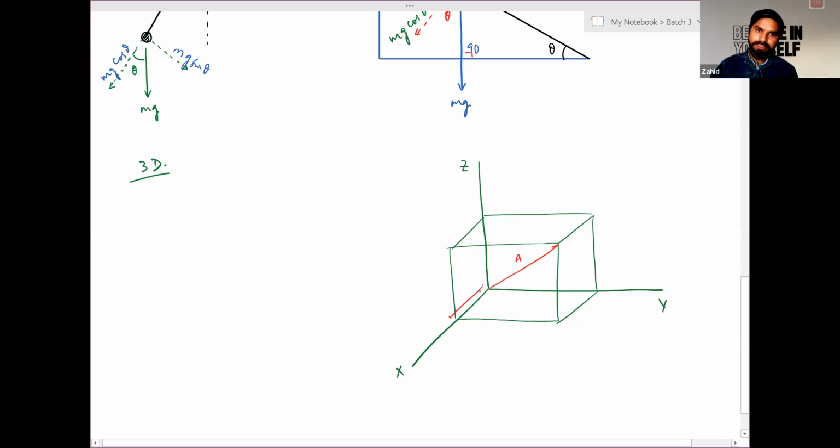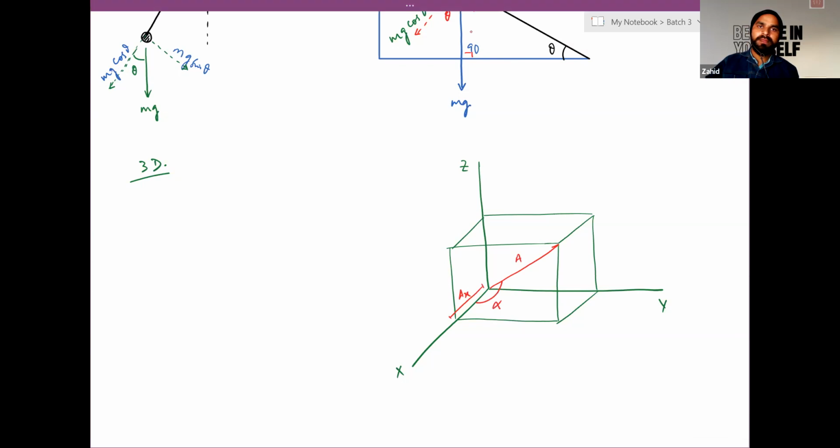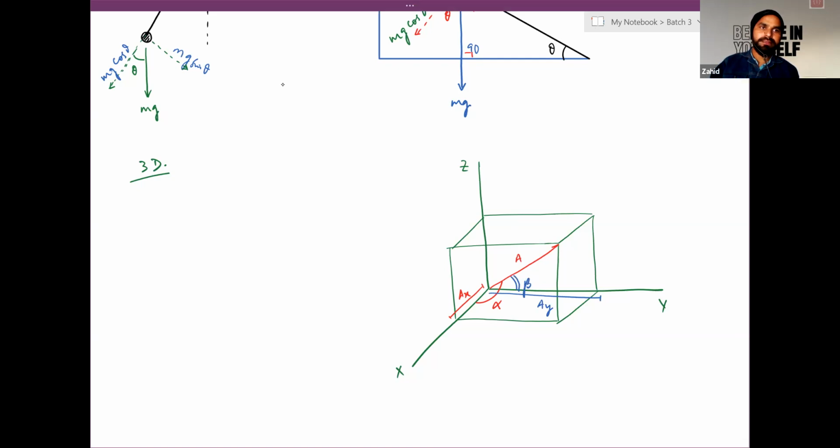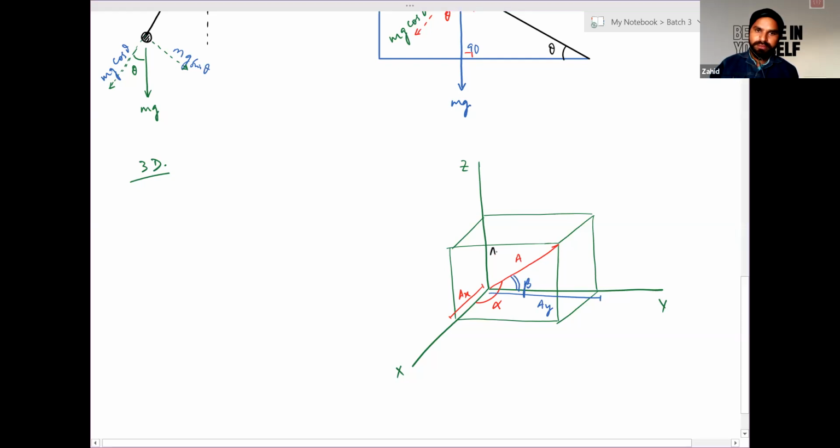One would be along the x-axis, ax, which has inclination alpha with the x-axis. Similarly, it will have a y component from this point to this point, ay, and the inclination with respect to the y-axis is beta. And there is a z component from this point to this point, and the inclination with respect to the z-axis is gamma.